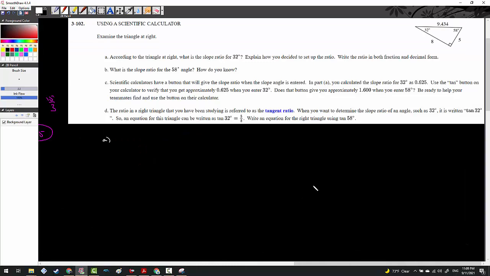In the next problem, it gives us a different tool called a scientific calculator, and it says examine the triangle at the right. According to the triangle at the right, what is the slope ratio for 32 degrees? Explain how you decided to set up the ratio. Well, again, if we reorient the triangle here, then we have 32 degrees right here with 5 and 8, and then this 9.434 side. The slope ratio of 32 degrees is 5 over 8, right? Rise over run. In decimal form, that would be 0.625.